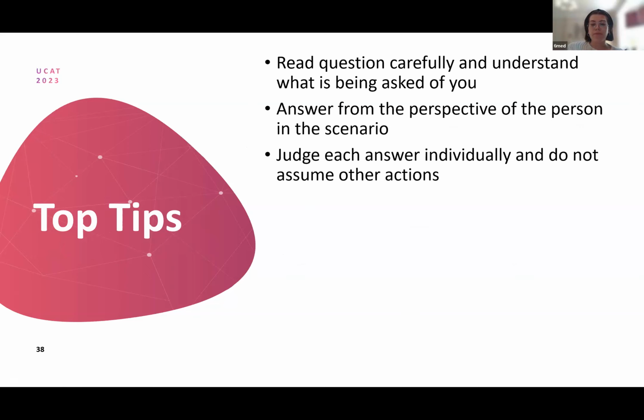Judge each answer individually. As I said, you'll be given a scenario and then will be given multiple responses. Think about how appropriate each of the individual responses are. Don't assume, because it's asked, if you do something else, that you're doing that as well as the current thing they're asking. Think of each separate thing as a thing on their own, but also be aware that if it says, how important is this while making your decision, they're not saying only think of that when you're making your decision, just what part of the decision-making process will it play?